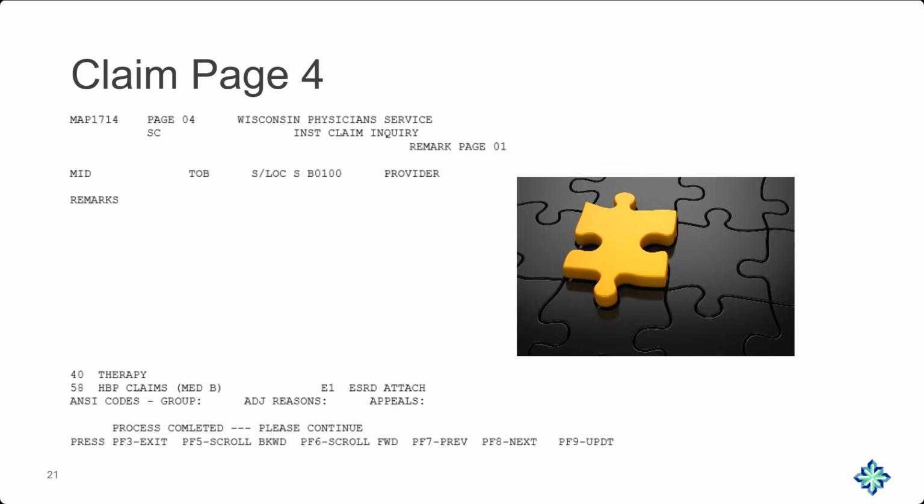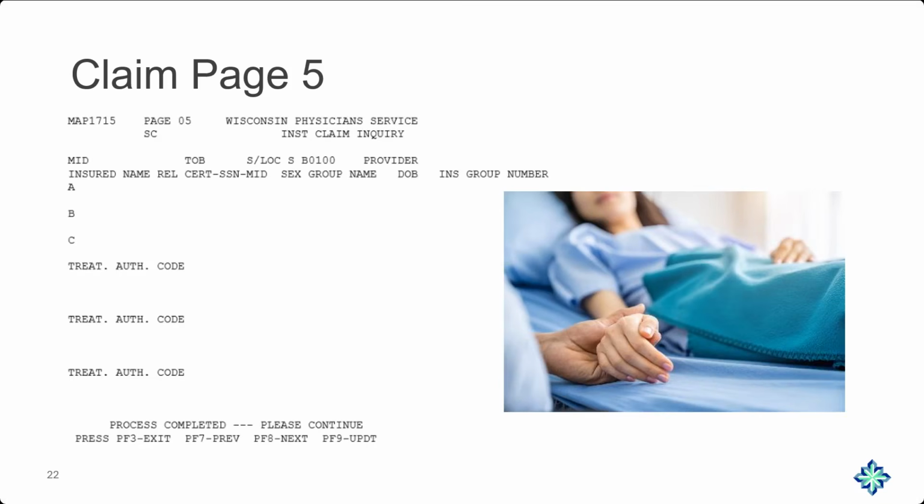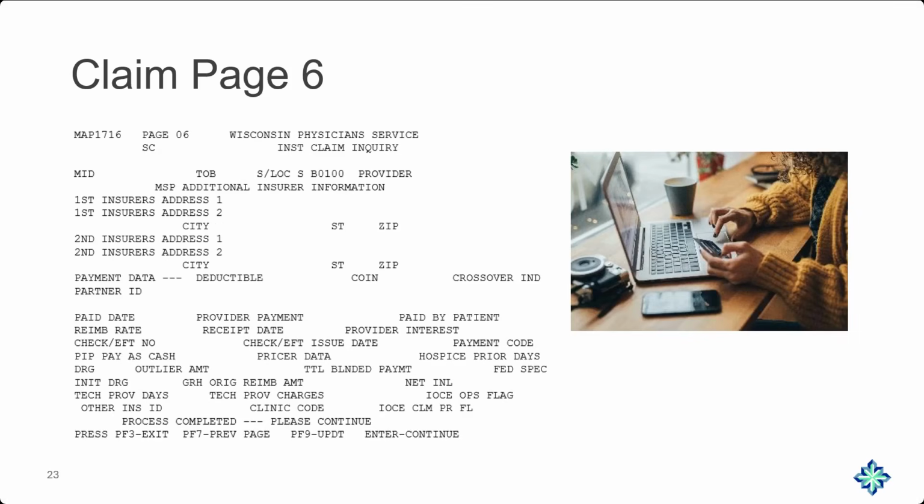When you're done with page 4, you F8 to the next page, and then you're on claim page 5. And this contains additional payer information and treatment authorization codes. F8 to page 6. Page 6 was designed to show additional insurance information and payment and pricer information. I know we're talking about claim entry, but if you were in here and looking at a claim that's finalized, you could view details about the deductible if it was applied. You could see the paid date, the payment amount, and then the check or the electronic funds transfer number.